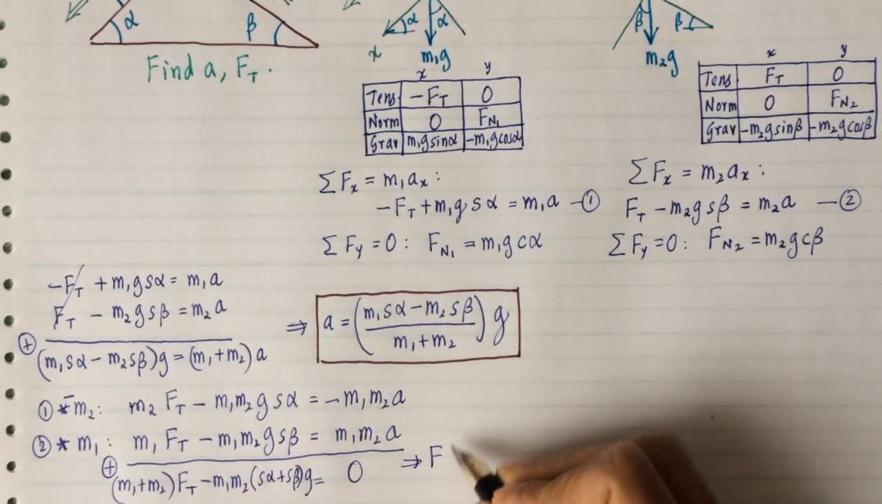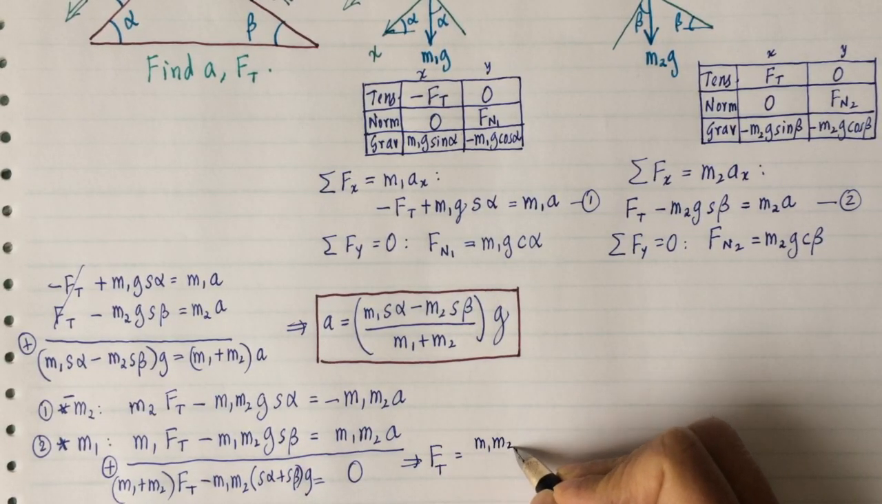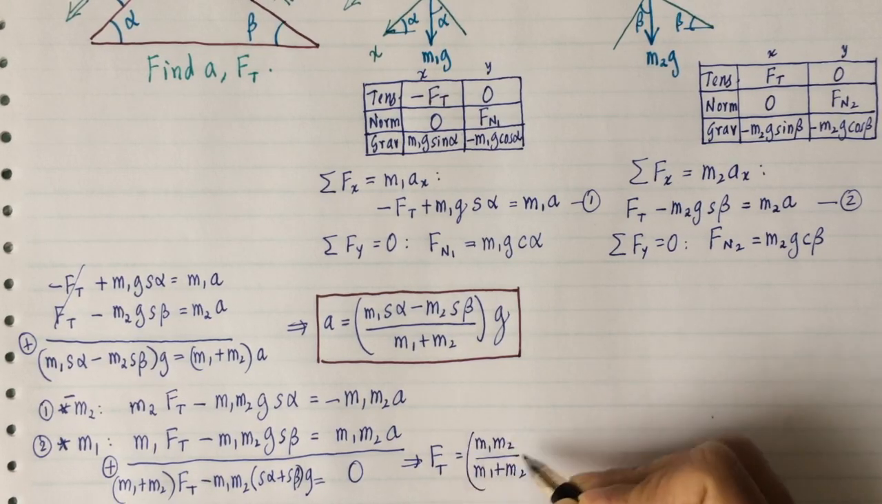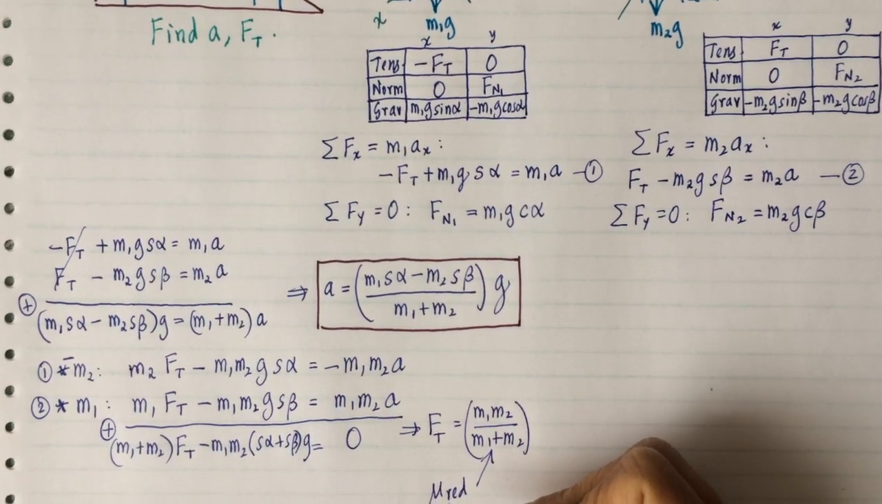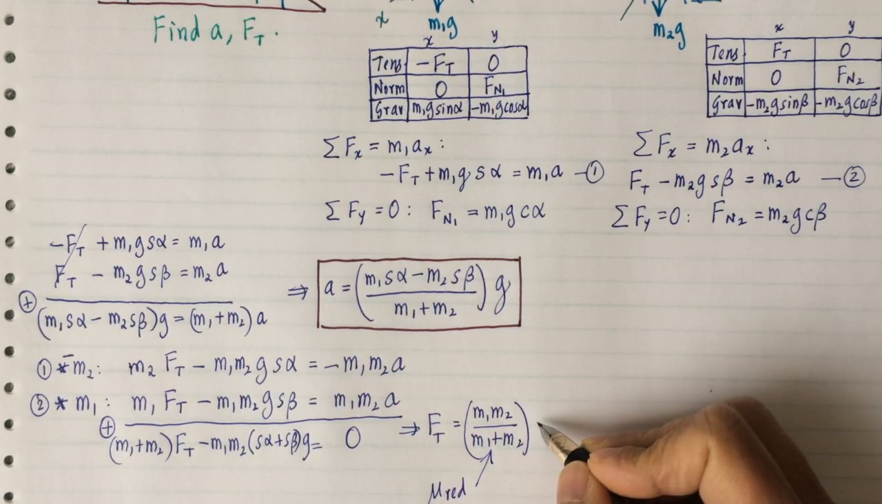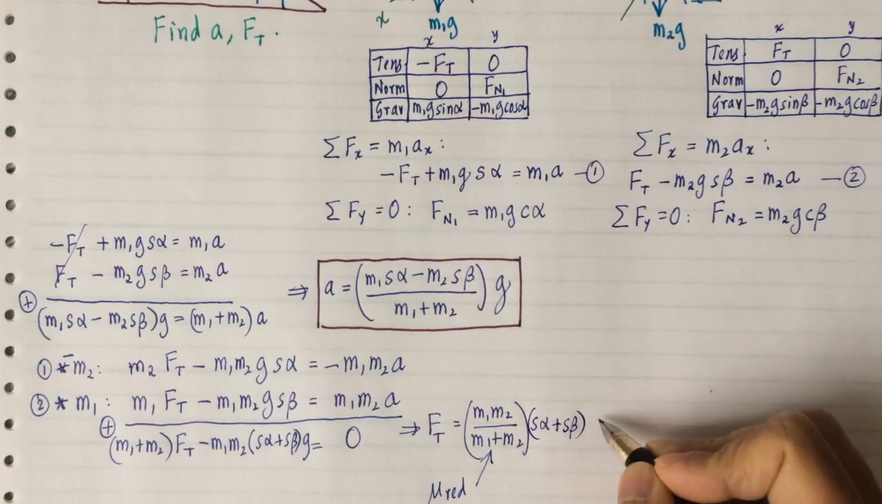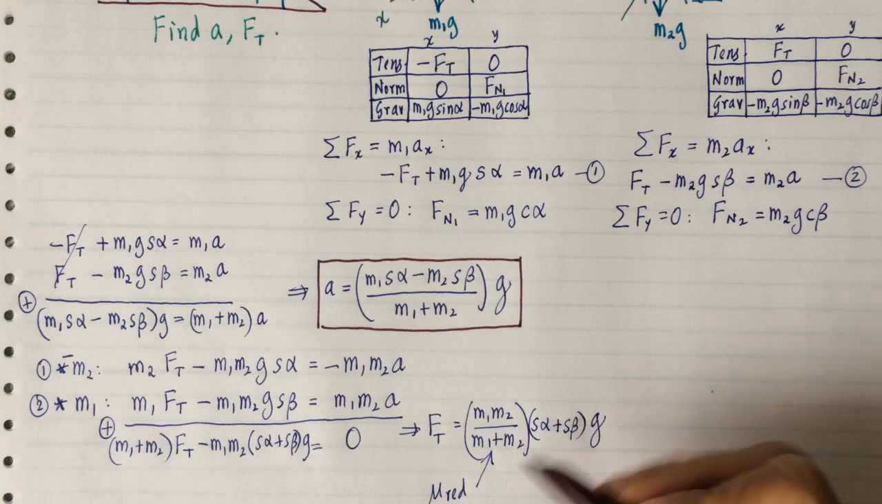That's F_T. F_T equals m1 m2 over m1 plus m2, our old friend, the reduced mass, shows up. In the previous video I introduced this term, mu reduced. It shows up in every two-body problem involving Newton's laws. Sine alpha plus sine beta times g. So we have solved the entire problem.